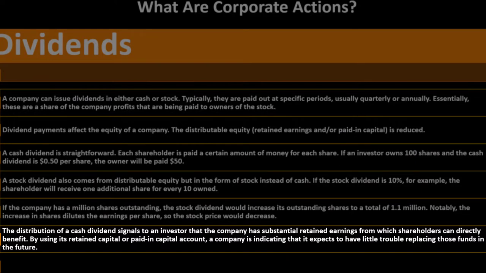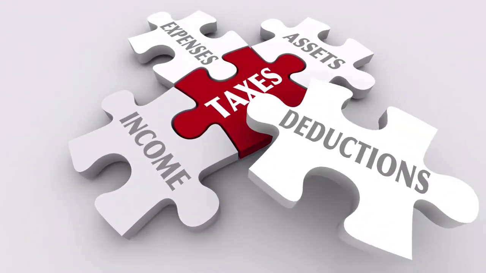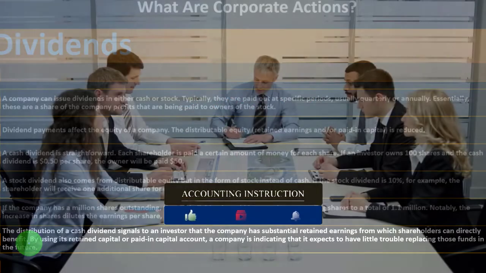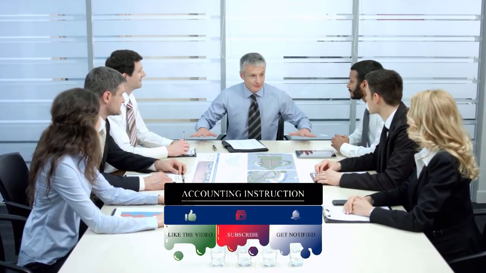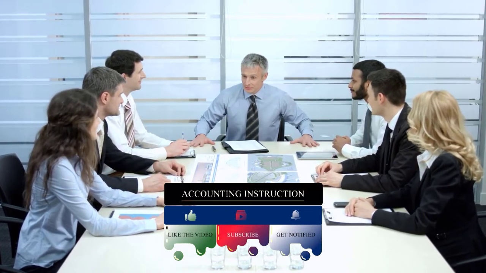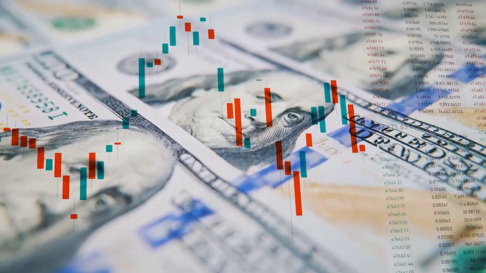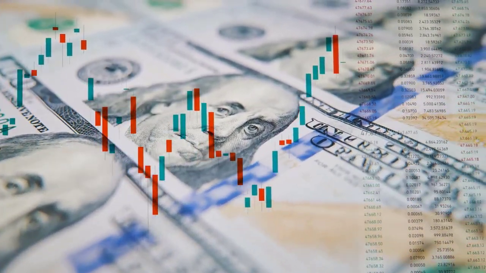The distribution of a cash dividend signals to an investor that the company has substantial retained earnings from which shareholders can directly benefit. If they're giving out cash dividends, that's usually a good sign that they're healthy, because they can afford to give out cash dividends. Also note that companies that are growing are less likely to give out a dividend because they're trying to generate capital in order to grow. That could be good for investors because they might be growing at a higher rate. But if they have the capacity to give out cash dividends, that may signal to the economy and the market that they're healthy, which could be a good sign for the stock price.